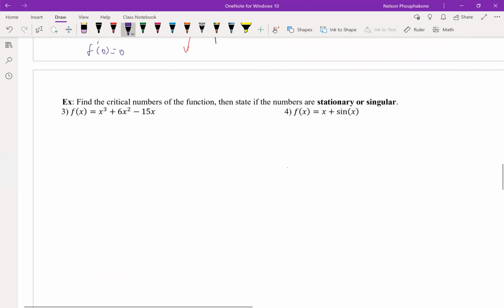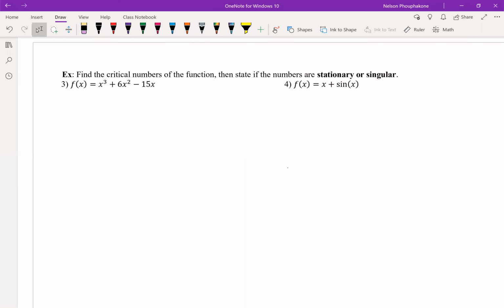Okay, so now let us try to do the following example. I would like to find the critical numbers of the function, then say if the numbers are stationary or singular. Okay, so therefore again, how do we actually work on the problem? Of course, to this one right here, basically we need to take the derivative, right? So then let's look at the derivative then. Okay. And then now, what do we need to do? We need to find the critical numbers now.